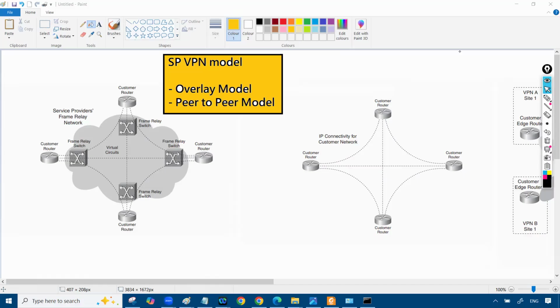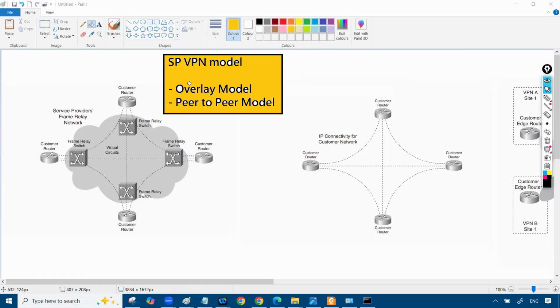So today we are going to talk about the service provider VPN model. These two models we have in a service provider network, and based on these two models, you can create the VPN. First, we have the overlay model. The name represents it: in this case, you create one overlay tunnel between customer and customer, right?